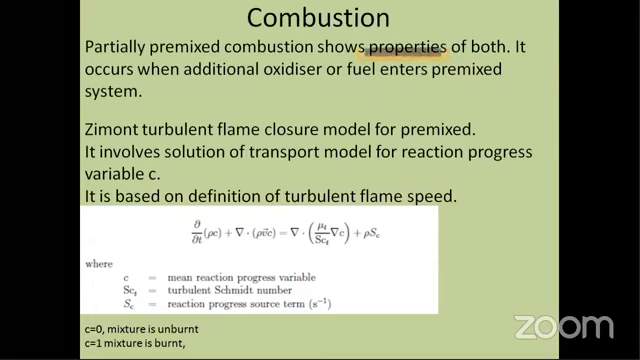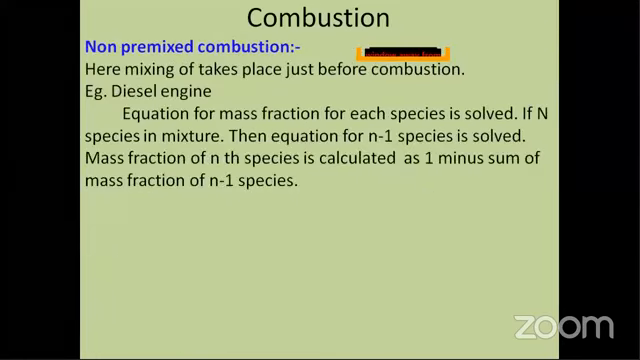What is the meaning of the reaction progress variable C? If the reaction progress variable is zero, it means it is unburnt, we can say a mixture of the fuel and air, and if C is one, it means what? It is burnt. So we visualize in the CFD at what location C is zero and at what location C is one. So C is called the reaction progress variable. We solve this, and it is solved by the software.